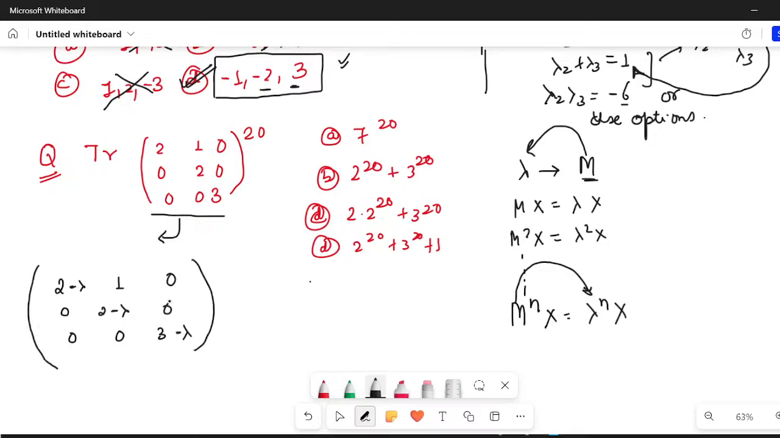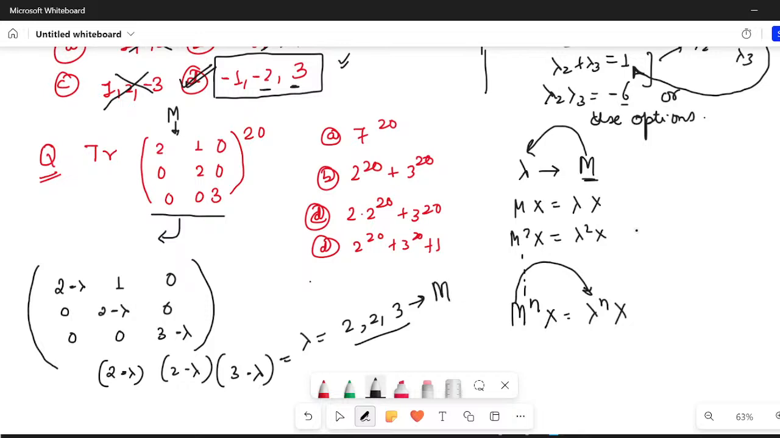Okay, so what you'll get is simply 2 minus lambda into 2 minus lambda into 3 minus lambda, right? So your eigenvalues would be simply 2, 2 and 3. These are the eigenvalues for M. Let's say this is your M, and we want to find the trace of M raised to power 20. So these are the eigenvalues for M. What do you think the eigenvalues of M raised to power 20 would be?